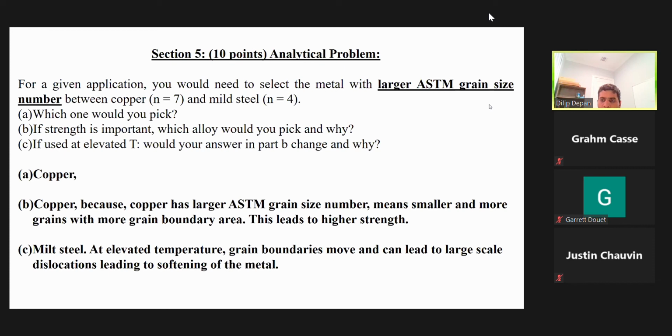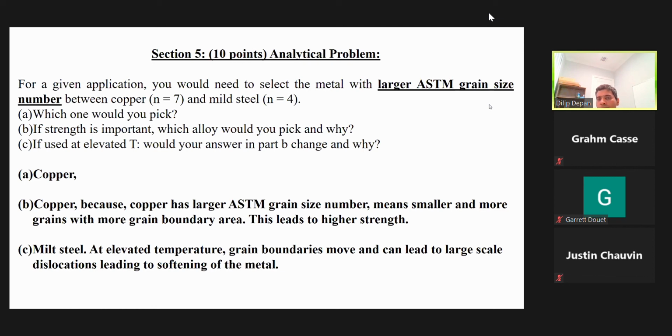More grain boundary area means there are more grain boundaries. More grain boundaries means it will restrict the dislocation movement. It will restrict the slip. It will prevent the large scale deformation. So that will improve the strength of this material. Okay, so if strength is important, you will pick copper because it has smaller grains, it has more grain boundaries.